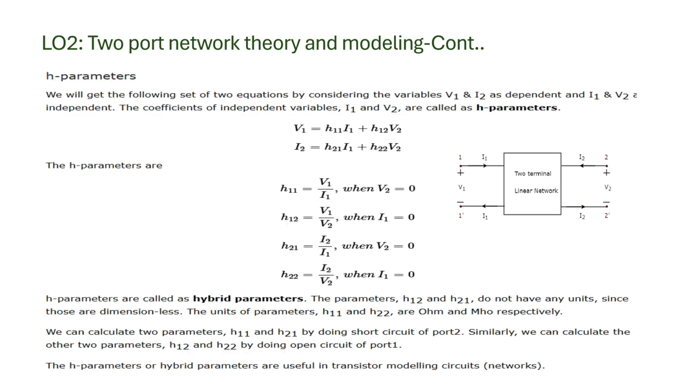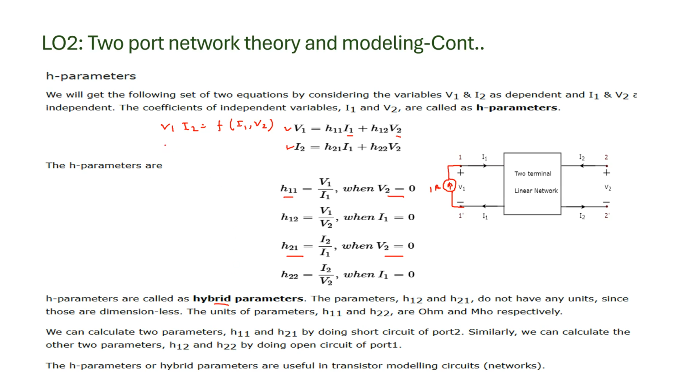Let us come to the last parameter, the H parameters, called hybrid parameters. Here V1 and I2 are written as functions of I1 and V2. So we have these two equations. Now how can we find H11 and H21? H11 can be found by setting V2 to 0, shorting the output port, and applying a voltage of 1 volt or a current at the input port as 1 ampere, and finding the voltage at the input terminal and the current at the output port. In this way you can find the H11, H12, H21, H22 parameters. They are called hybrid parameters.